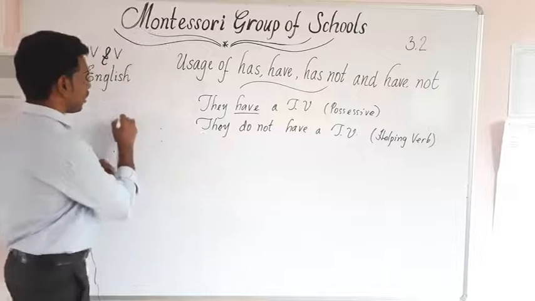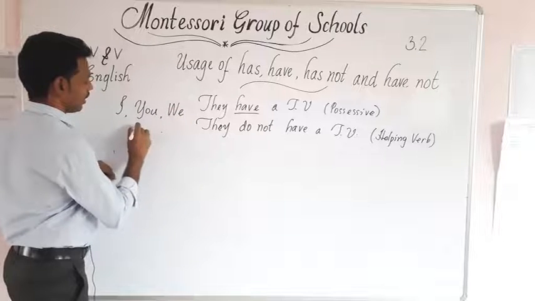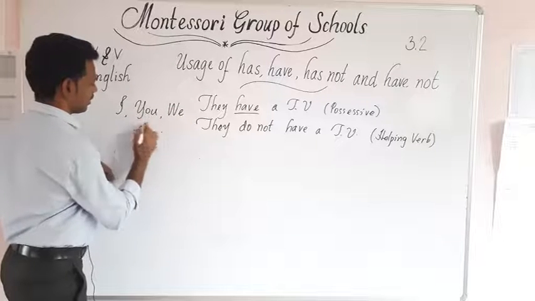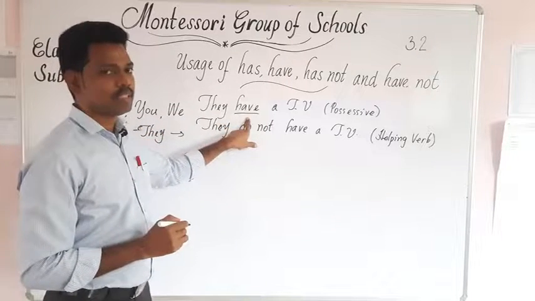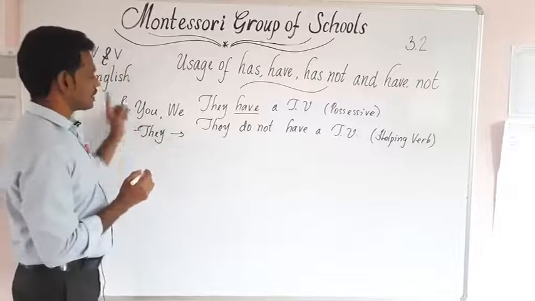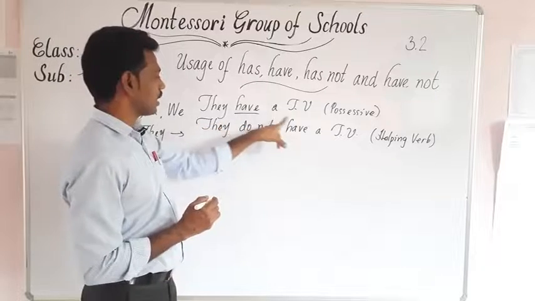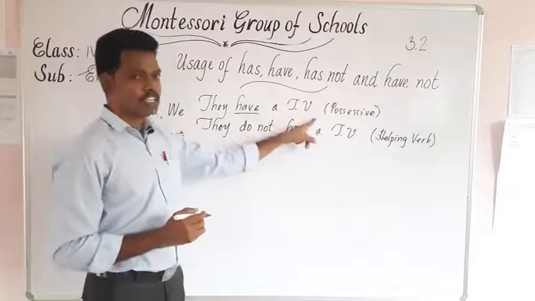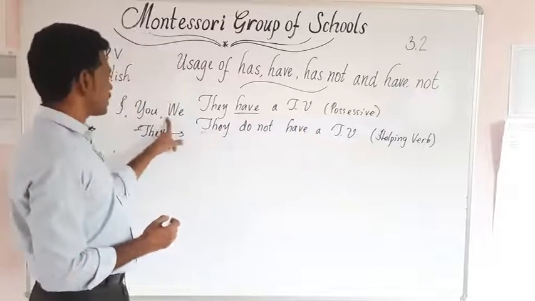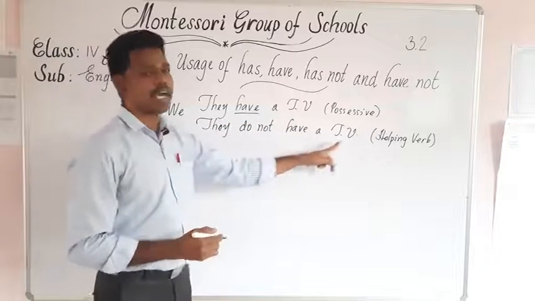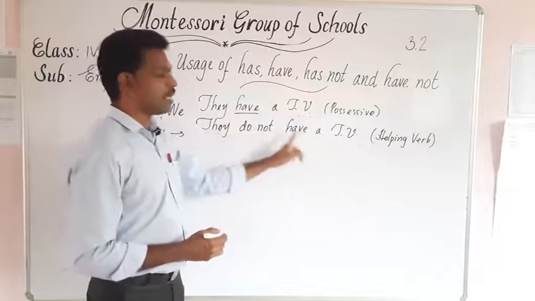As I told you, with I, you, we, and they, we have to use have. Because all these subjects are plural, we have to use "They don't have a TV." "They have a TV" is positive. The negative one is "They do not have a TV." Or if it is "We have a TV," "We do not have a TV." Or if it is "You have a TV," "You do not have a TV."